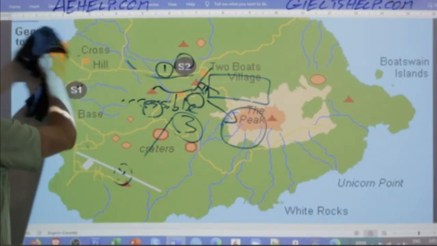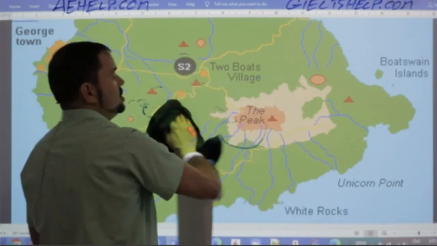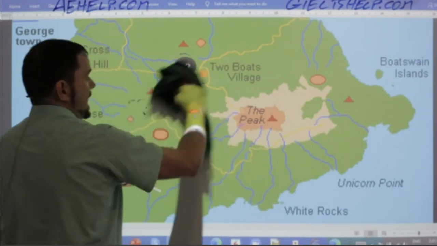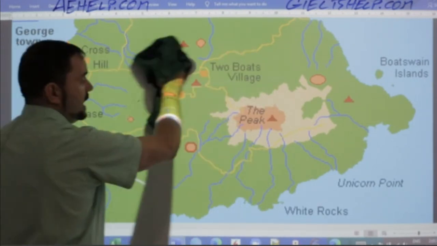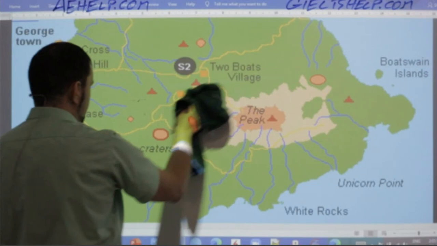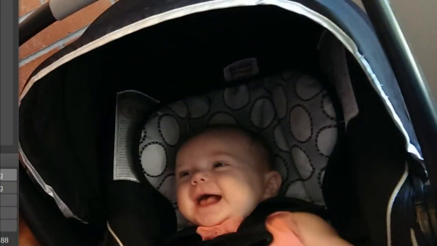Okay, number two is Georgetown versus Two Boats Village. Number three are animal habitats and the peak. And number four for me would be the airport and maybe these craters that could be interesting as well.